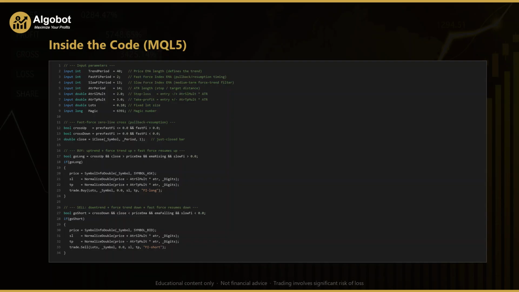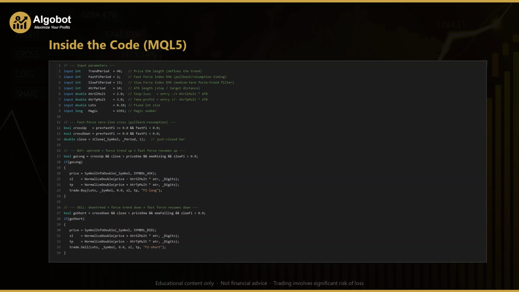Now look at the buy block. The flag go long is true only when the fast force crosses up, the close is above the price moving average, that average is rising, and the slow force is above 0. When all of that holds, the code fetches the ask price, sets the stop loss 2 ATRs below entry, sets the take profit 3 ATRs above, and calls trade.buy.